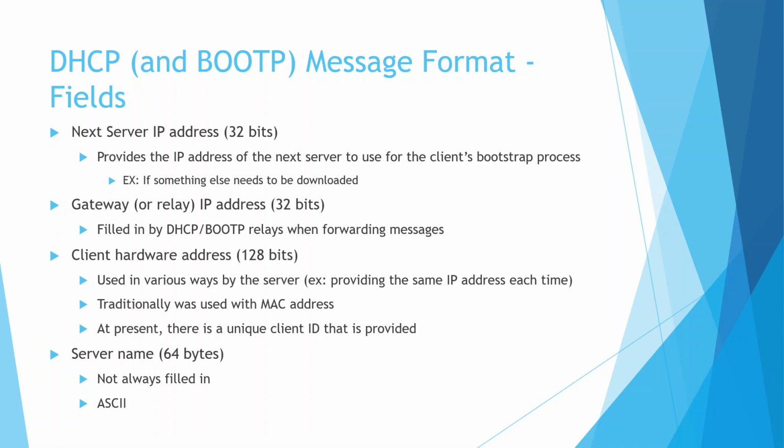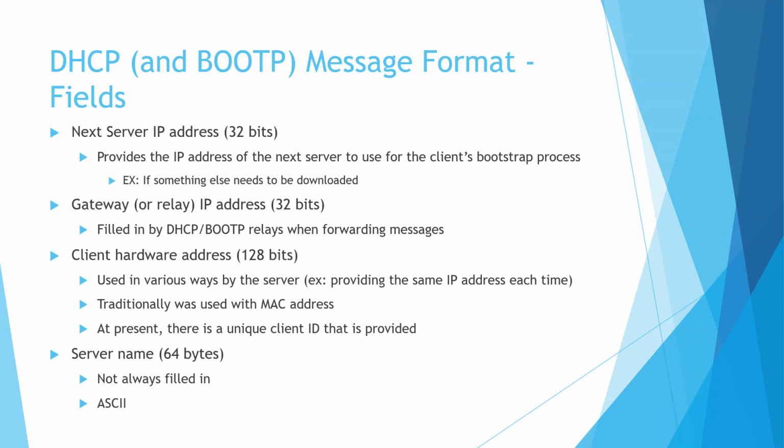Then we have the gateway, default gateway or relay IP address. This is going to be filled in by the DHCP or BootP relays when forwarding messages. I mentioned before, we are using these relays to cut down on the amount of DHCP servers we have in our environment. When we actually start using these, we're going to fill in the gateway or relay IP address in this field.